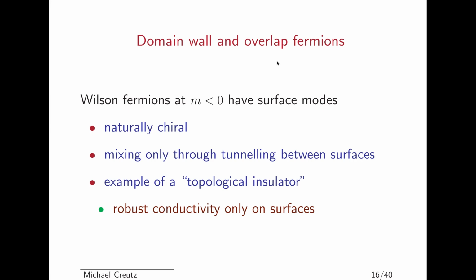Okay, let me go on now to talk about another very popular approach, the domain wall and the overlap fermions. Now, Wilson fermions, it turns out, if you take the mass negative, can have surface modes. You can have modes on the surface of your crystal. These modes are naturally chiral, and they can only mix through the tunneling between the 2 surfaces. This really is an example of what is very popular in condensed matter physics these days of a topological insulator, where you have robust conductivity only on the surfaces.